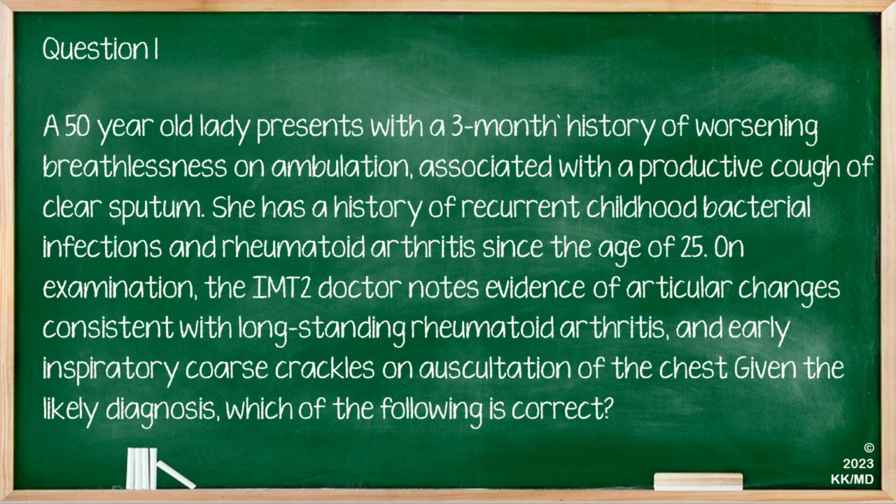Okay, so let's do some questions. Question 1. A 50-year-old lady presents with a 3-month history of worsening breathlessness on ambulation associated with a productive cough of clear sputum.